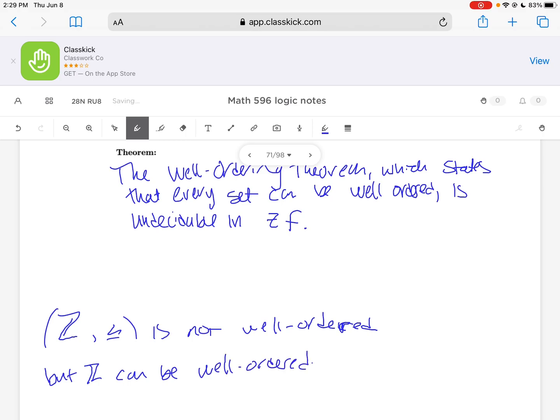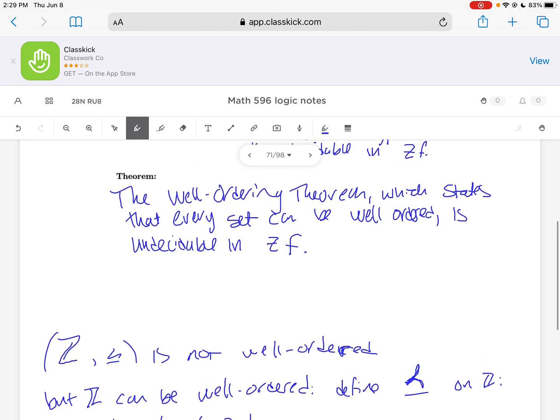For instance, if we define a new relation, I'm going to give it a different name. I'm going to call it less than or equal to with like a little squiggle on it. Instead of straight lines, I'm using squiggly lines. We can define this relation on the integers by saying 0 is the smallest, and that's going to be less than or equal to -1, and that's going to be less than or equal to +1, less than or equal to -2, less than or equal to +2, and so on. So this ordering is a well ordering on the integers. It's not our standard ordering that we would use, but the integers can be well ordered.